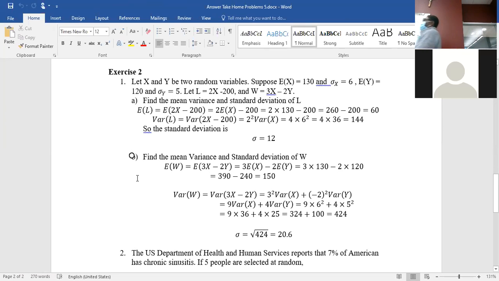Here we are dealing with linear combinations and linear transformations. So let x and y be two random variables. The mean of x is 130 and the standard deviation of x is 6. The mean of y is 120 and the standard deviation of y is 5. Let L be 2x minus 200 and W be 3x minus 2y. Find the mean, variance, and standard deviation of L.